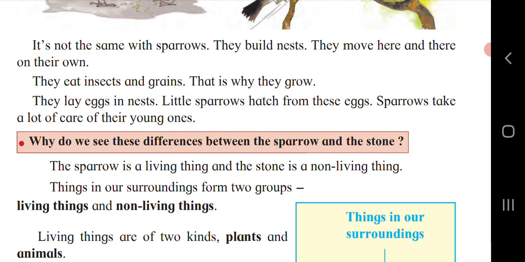They eat insects and grains. Yes, sparrows eat insects and grains to survive. That is why they grow. Due to food grain, due to food items, their size and their age change, as from a newborn, they convert into a sparrow.